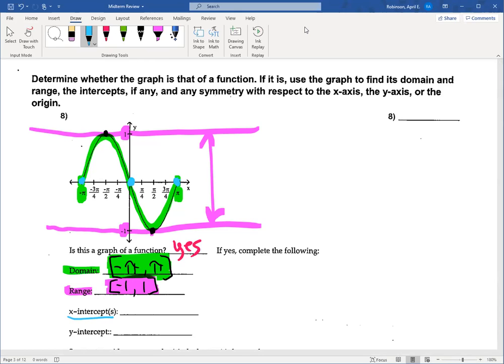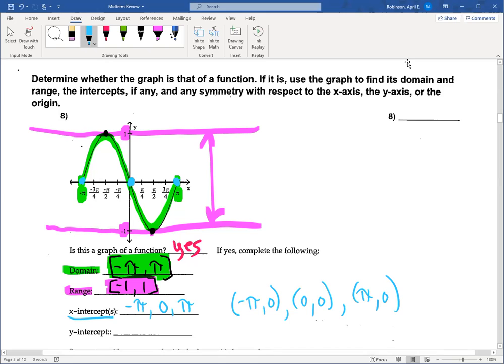Sometimes MyMathLab would say just separate them with a comma. So if it said that, I'd just say it crosses at -pi, at 0, and +pi. But if they wanted them as ordered pairs, it would be (-pi, 0), comma, (0, 0), comma, and (pi, 0). So whatever MyMathLab tells you to do. And then they want the y-intercept.